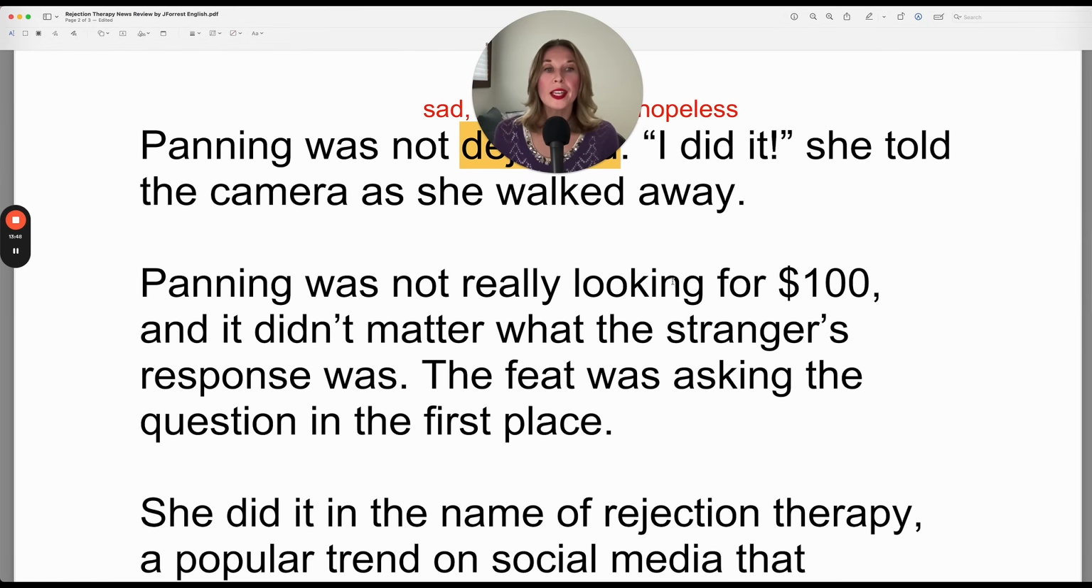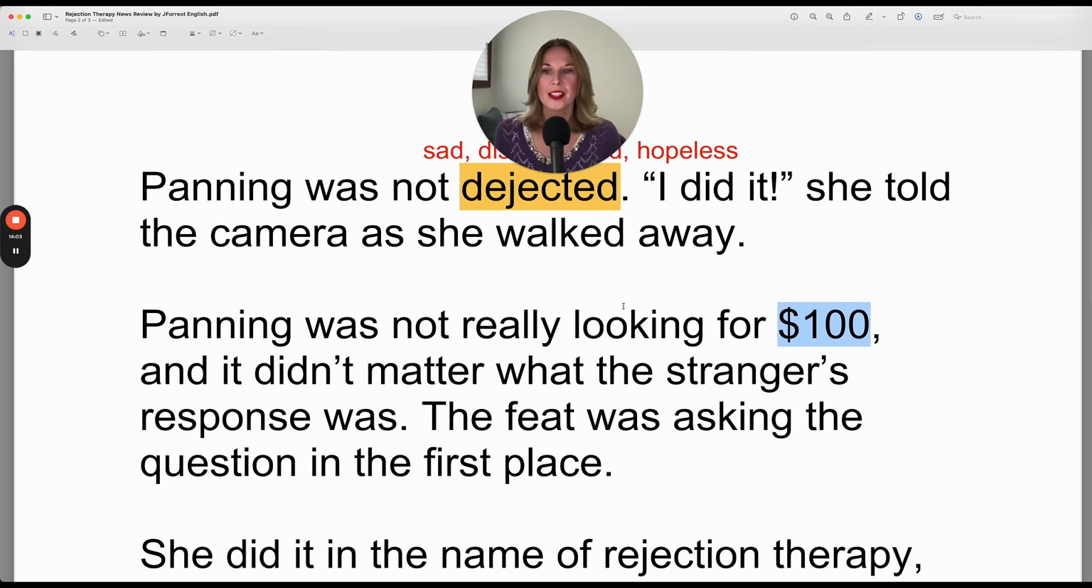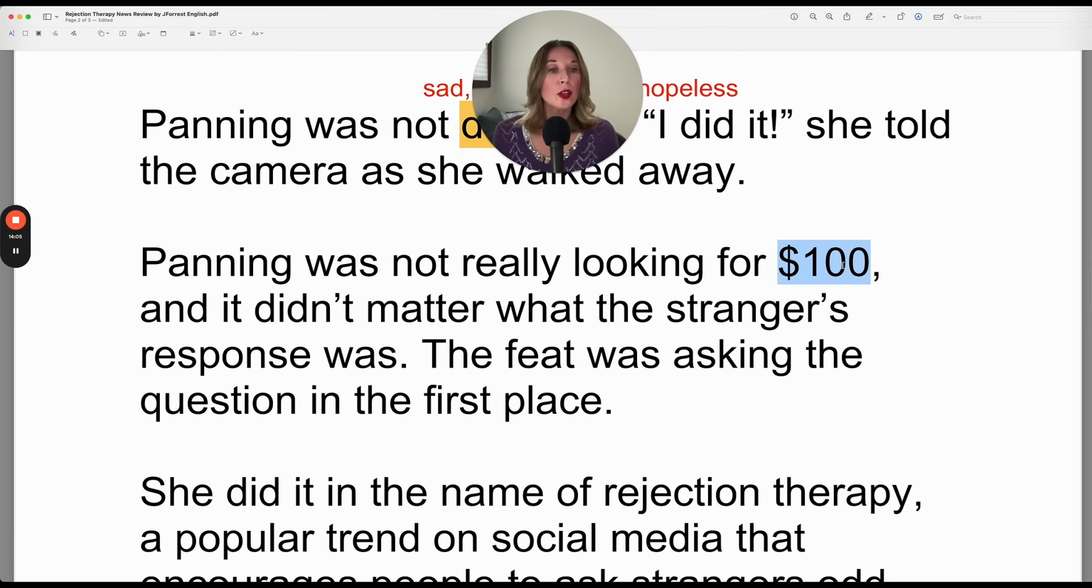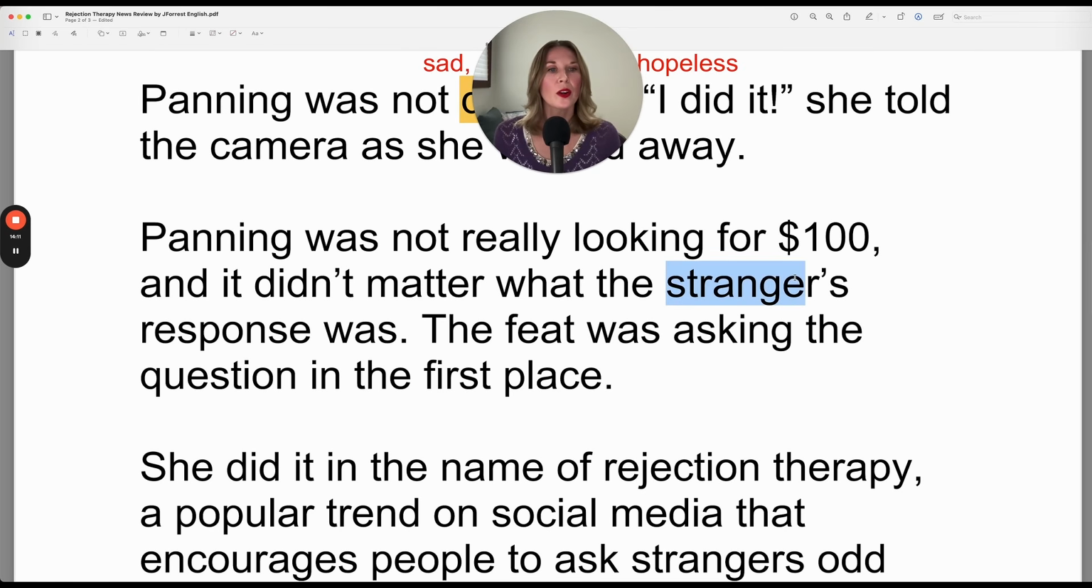Panning was not really looking for $100. Remember, she asked an unsuspecting man out of the crowd an unusual question. She asked him for $100 and he said no, but she was not dejected. Panning was not really looking for $100, and it didn't matter what the stranger's response was. So here, now they're referring to him as a stranger.